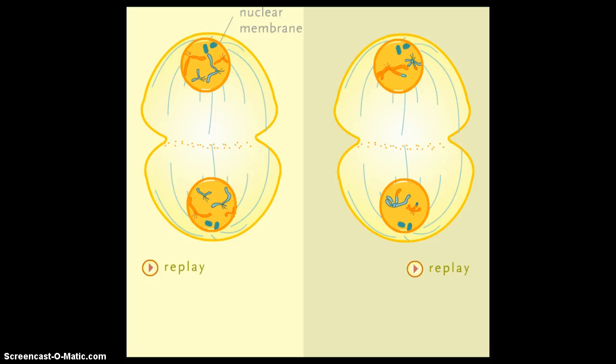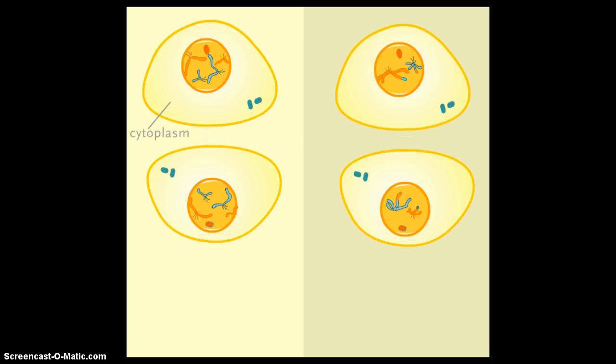Eventually, nuclear envelopes form around these. And by the time mitosis is done, we now have a cell that still has the same number of chromosomes as the original cell. Look, there's 4 chromosomes. 1, 2, 3, 4. 1, 2, 3, 4 over here. Yes, those chromosomes are unduplicated, but the number of chromosomes did not change over the course of mitosis.